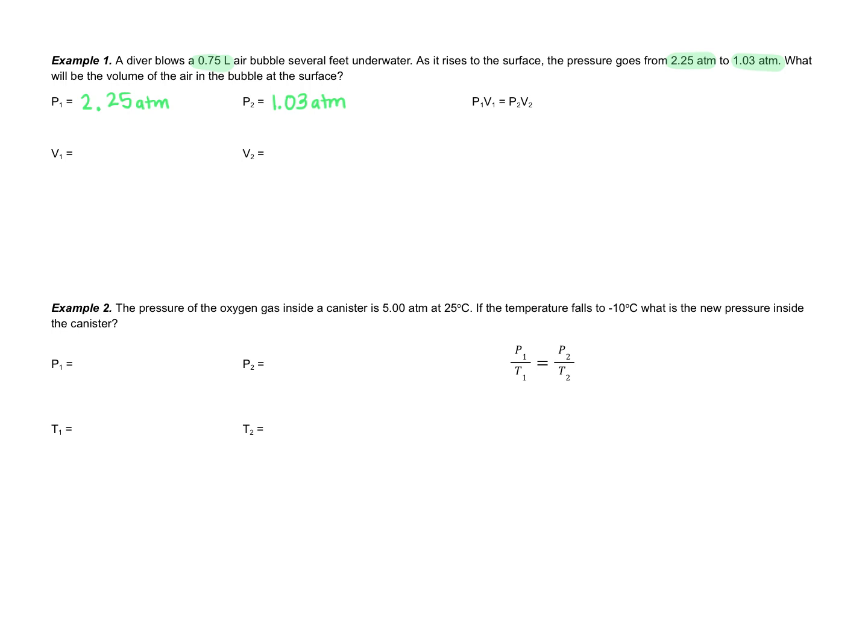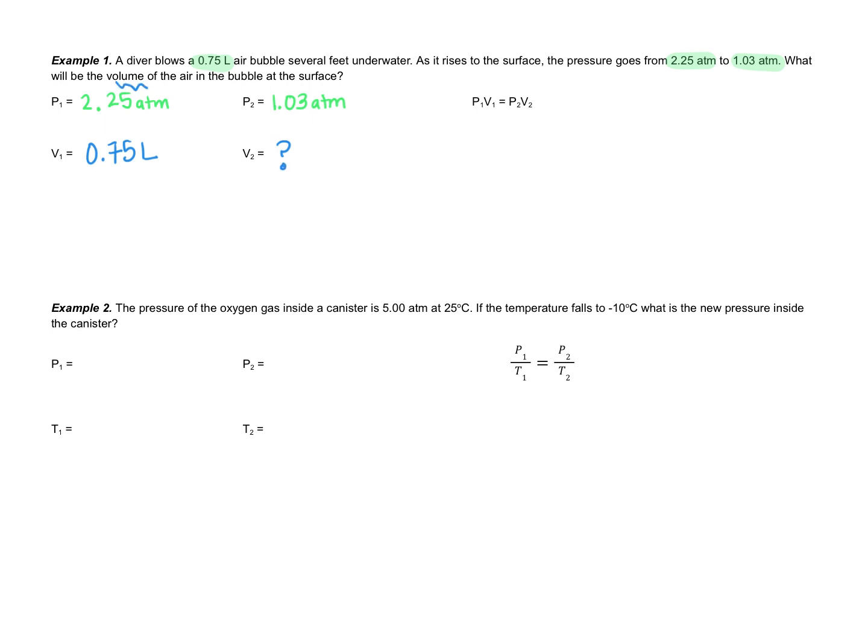The next thing you have to do is figure out for the volume, which one was the initial volume and which volume is missing. It says that the air bubble started when the diver was several feet underwater, and as it rose to the surface, the pressure changed. So this tells me that that initial volume is when the diver had the bubble at 0.75 liters. And I don't know what the new volume is.